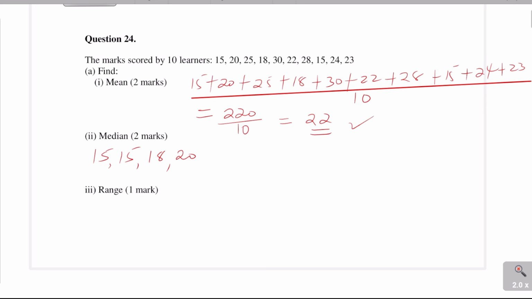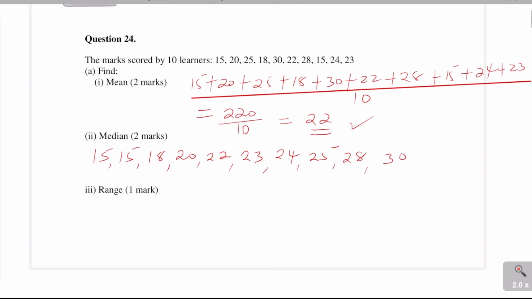Then from 20 we have 22. Then from 22 we have 23. Then we have 24. Then 25. Then 28 and 30. 1, 2, 3, 4, 5, 6, 7, 8, 9, 10. So we have arranged this set of data from the smallest to the largest.